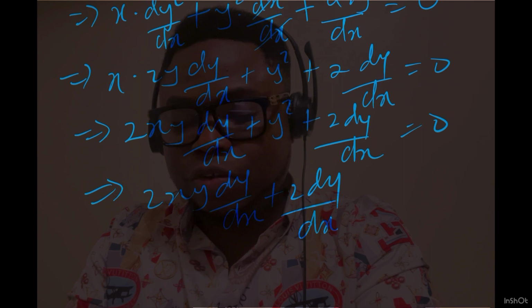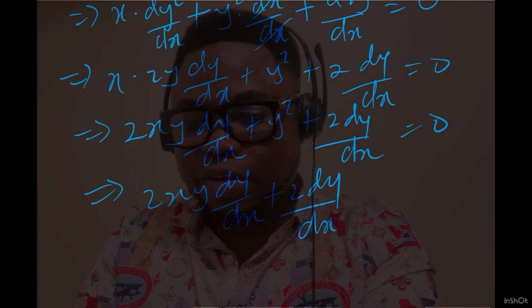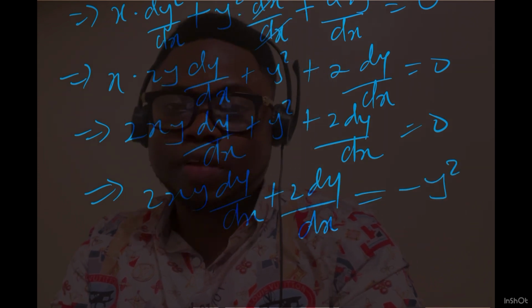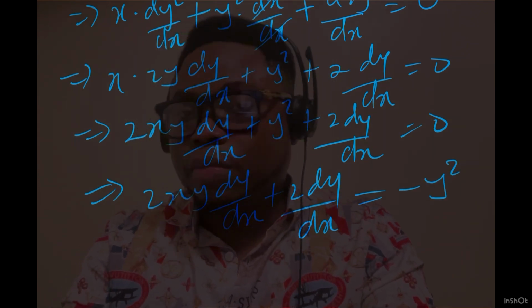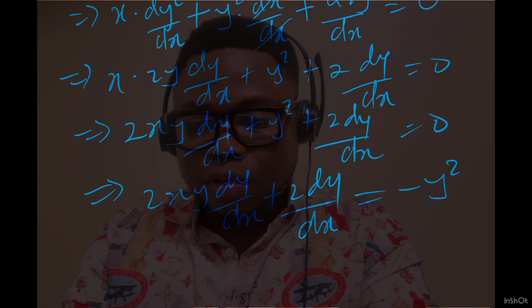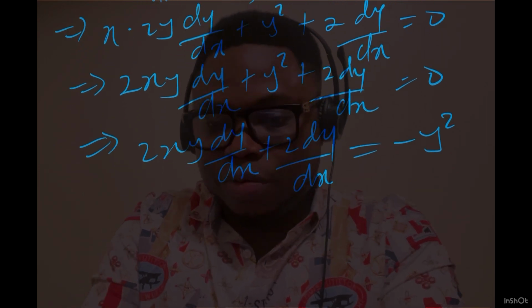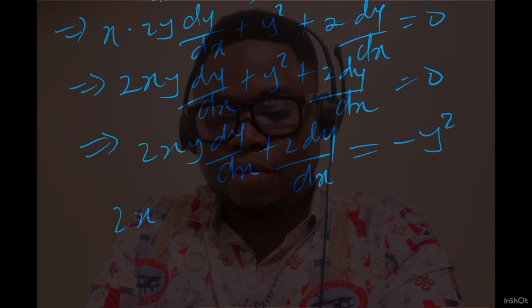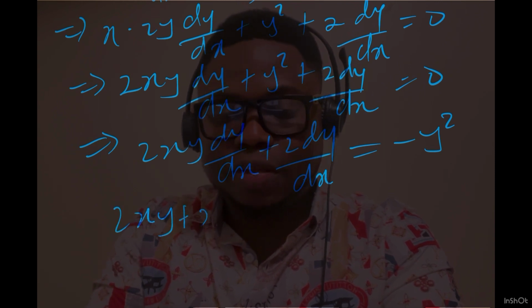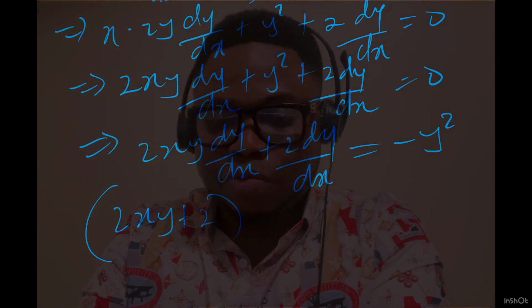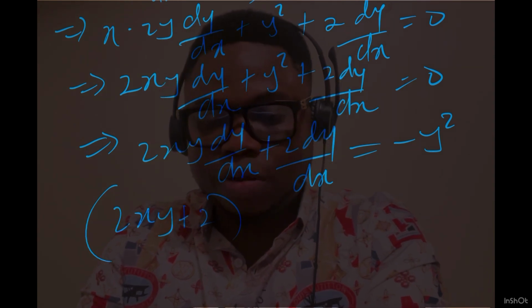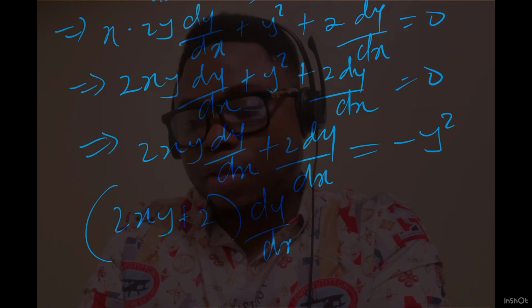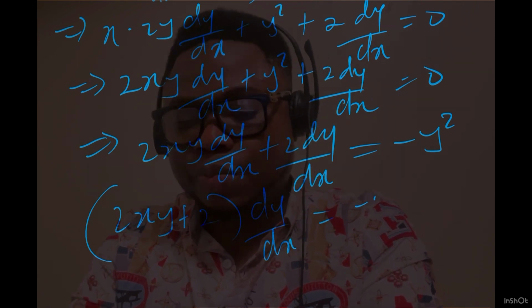Then I will move y squared across to the right hand side, and that is going to give me minus y squared, because it's plus. Any sign that crosses the equal sign in mathematics, the sign changes. So now I'm going to write 2xy plus 2. I'll put brackets. I'm going to factorize because dy over dx is common. That's why I'm putting brackets to write dy over dx is equal to minus y squared.